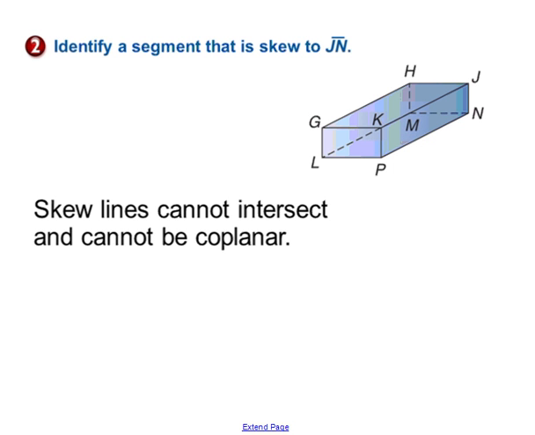Skew lines cannot intersect, so find a line segment that is skew to JN. So here's JN. It never intersects, doesn't cross, and is not in the same plane. Well, GL would be an example of one. KP cannot be because it could be in the same plane. HM would be in the same plane. MN crosses. LM could also work. That's a skew line.